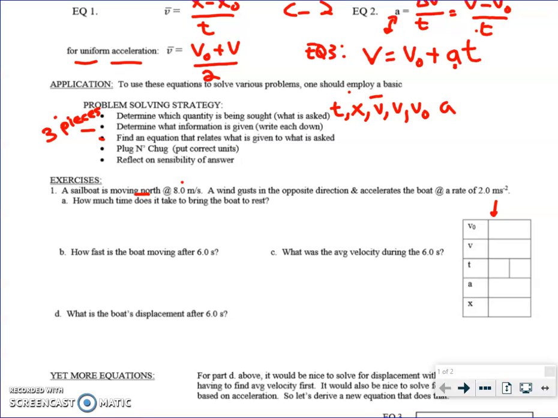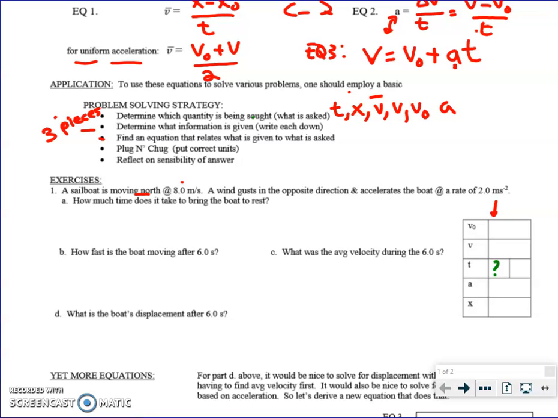So, first thing, what are we looking for? How much time? So I'm looking for t, so I'm going to put a question mark for the first box. The second box will come for a later problem. Okay, next, what do I know? In order to solve for time, I need 3 pieces of information. So I'm going to read things carefully.